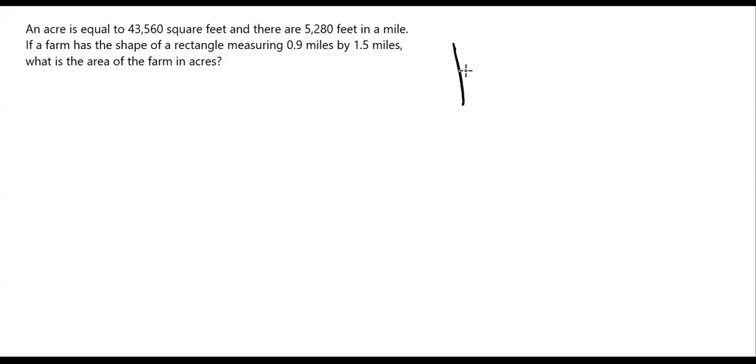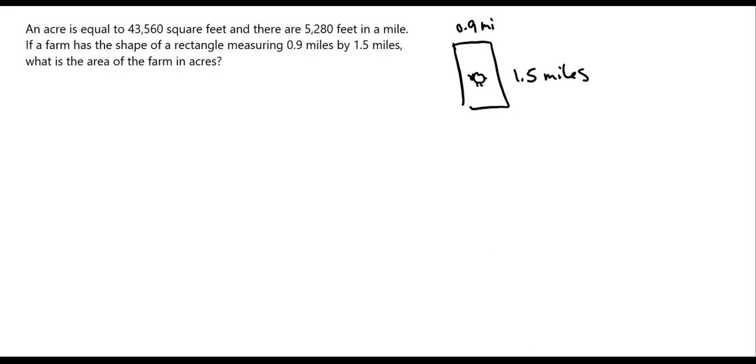All right, let's draw the farm here. So we said it's 0.9 miles by 1.5 miles, and it's a farm, so here's a sheep. Okay, the first thing I'm going to do, and there are several different ways to approach this problem, but the first way I want to do is figure out what the area of the farm is in square miles. I'm going to do that and then use the information in the problem to convert square miles into acres.